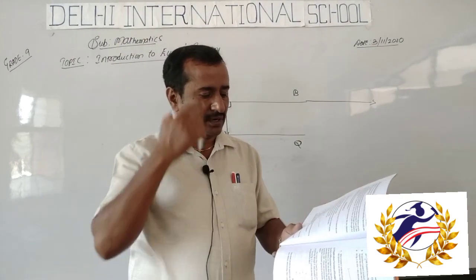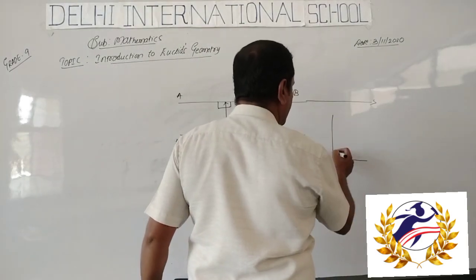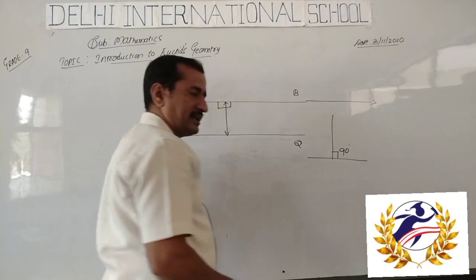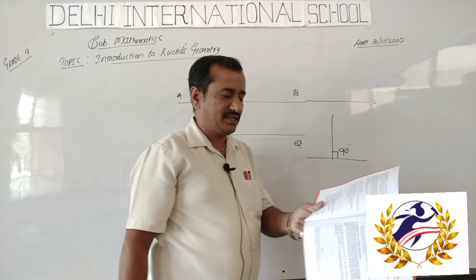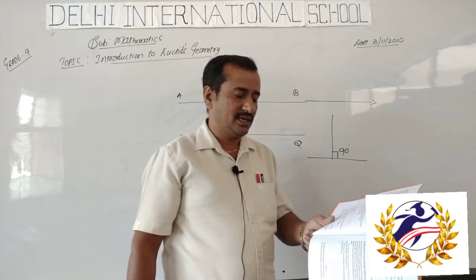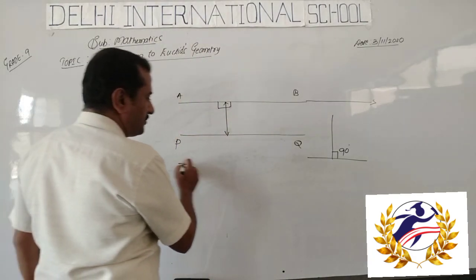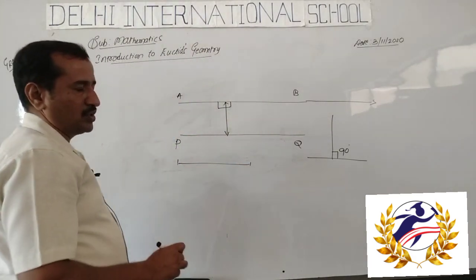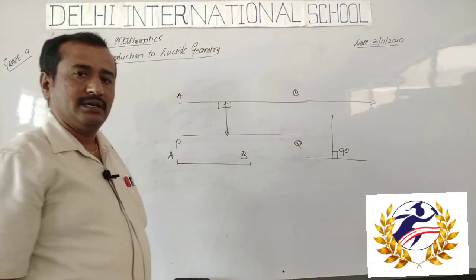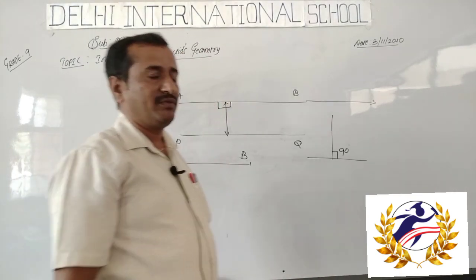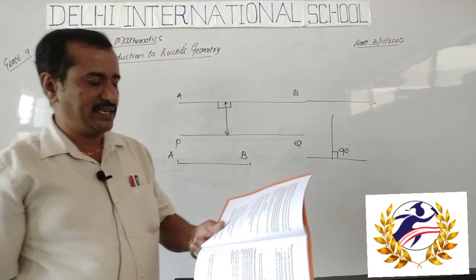Next, the second one, perpendicular lines. See, if two lines intersect at right angles, then those lines are called perpendicular lines. Then, the third one is line segment. So, what is a line segment? It is a line joining any two points. A straight line joining any two points is called a line segment.